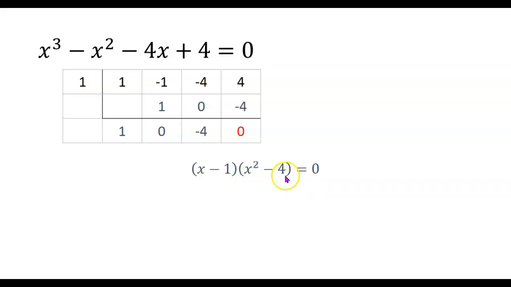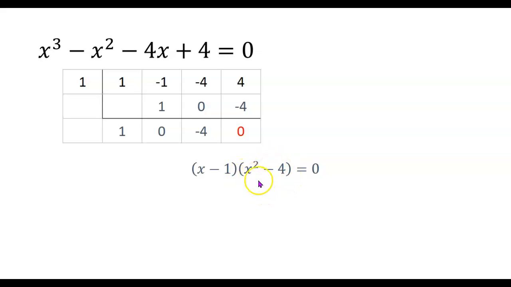Now, where did that come from? Well, the x minus 1 is what we were dividing by. The 1 out in front means we were dividing by x minus 1. And the x squared minus 4 is what we got as a quotient. The numbers on the bottom row gave us the quotient, 1x squared plus 0x plus negative 4. And now that we have that, we can take this x squared minus 4 and factor it further.